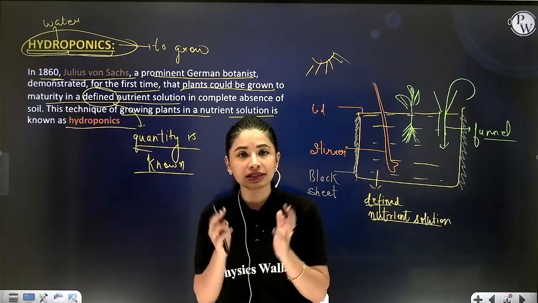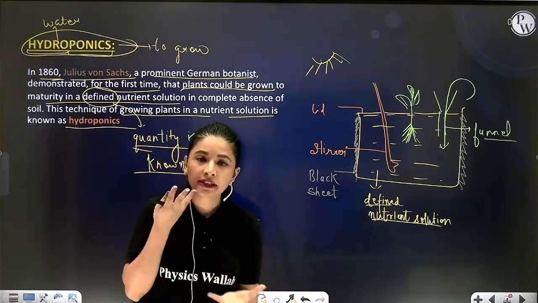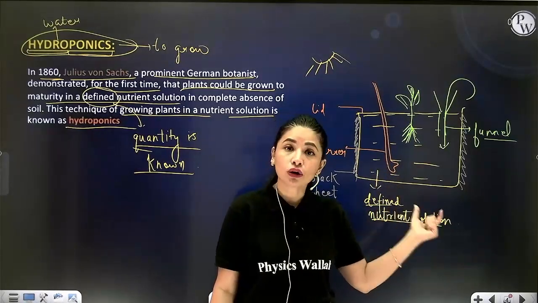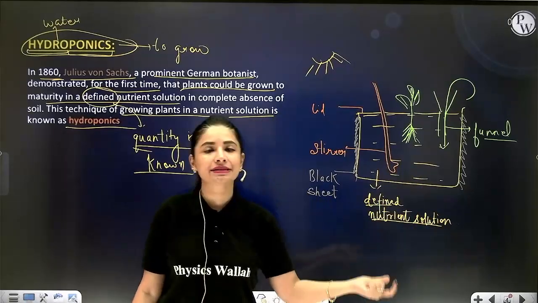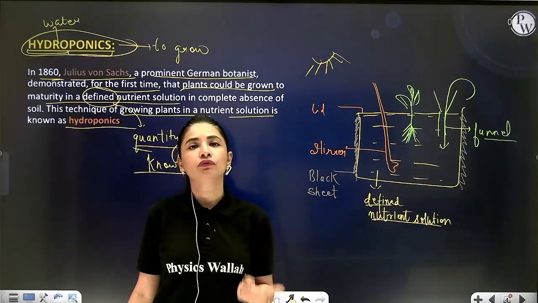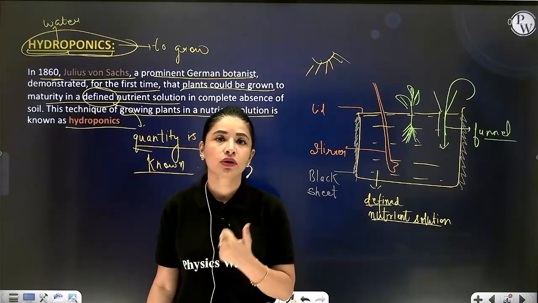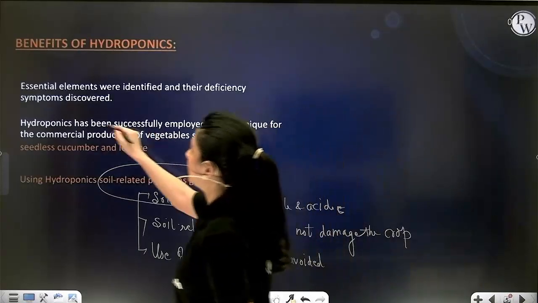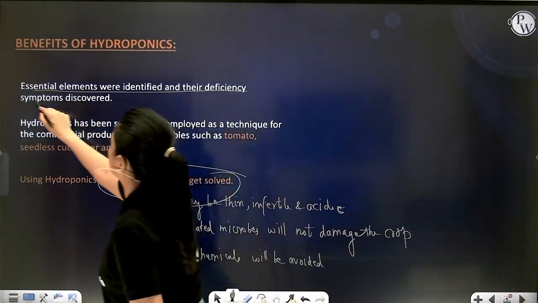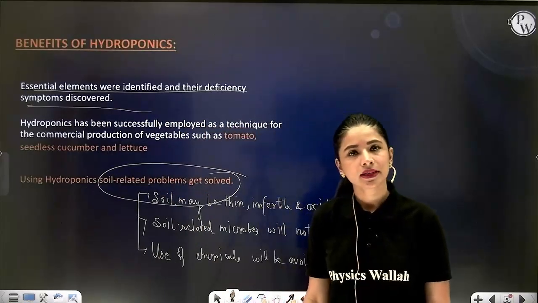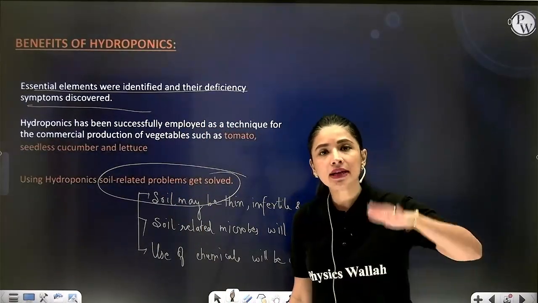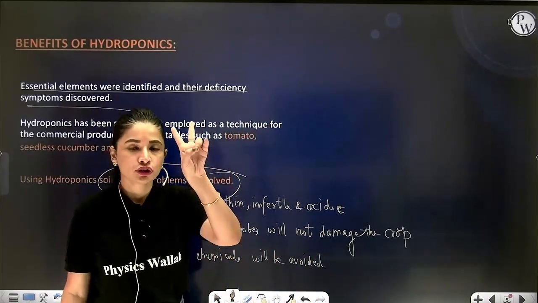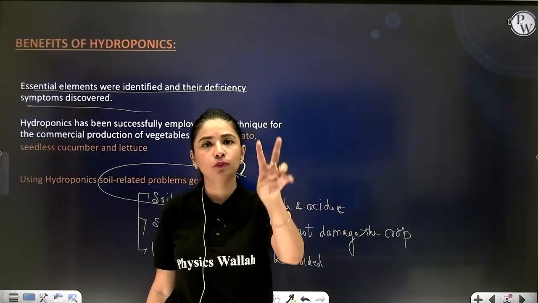Correct? So on this basis, by varying the concentration of elements in the nutrient solution, we can determine which element is required by the plant body and which is not. So hydroponics also helps to determine the essentiality of an element, by varying their concentration in a defined nutrient solution. Two major benefits of hydroponics, I hope they are clear.